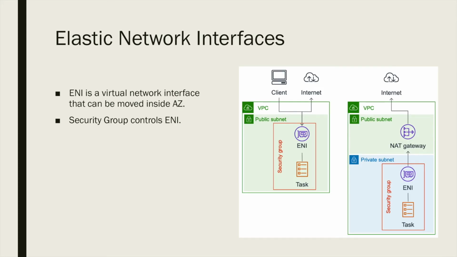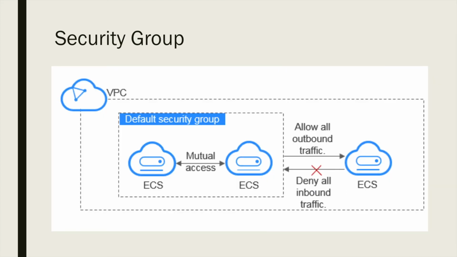For each network or resource, we use an elastic network interface to bind it. ENI is a virtual network interface that can be moved inside the availability zone. In the next slides, I will introduce the security group. A security group controls such an ENI. A security group is used to control whether the resources allow access from the network traffic or not.